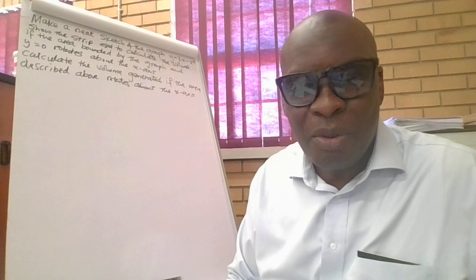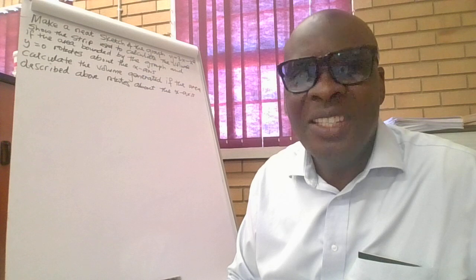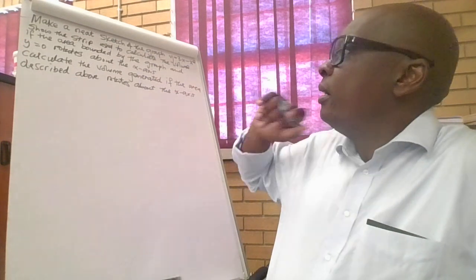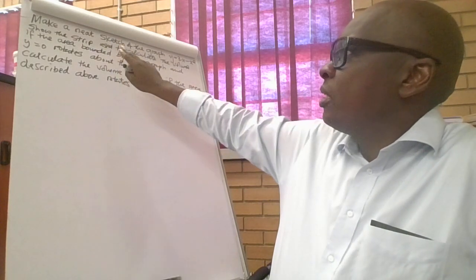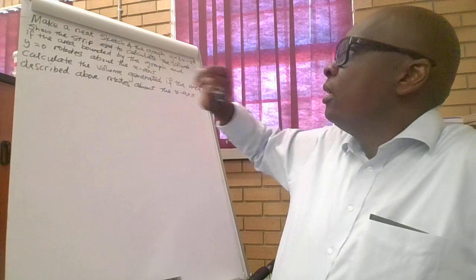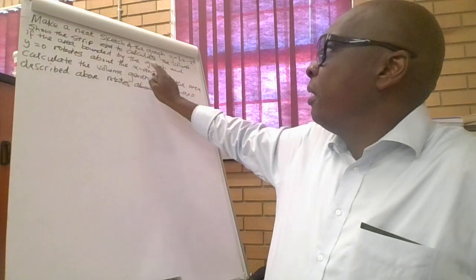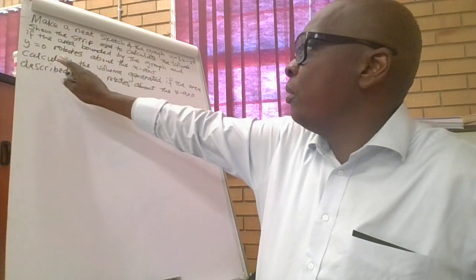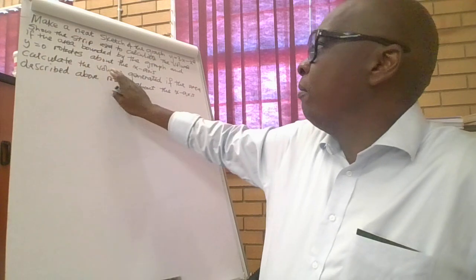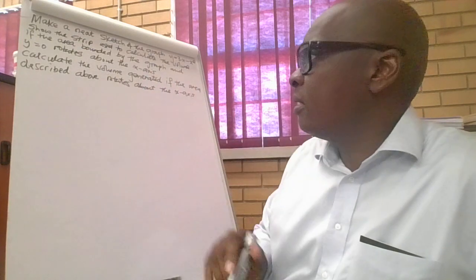I want us to look at a problem today, which involves the application of integration to calculate volume. So here's the question that I have. It says, make a neat sketch of the graph y is equal to 3x minus x squared. Show the strip used to calculate the volume if the area bounded by the graph and y is equal to 0 rotates about the x-axis. And then it says calculate the volume generated if the area described above rotates about the x-axis.